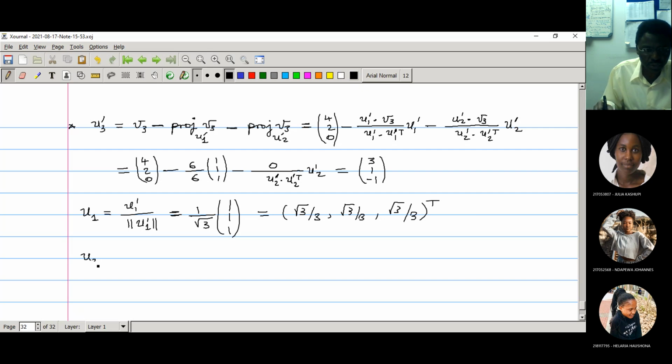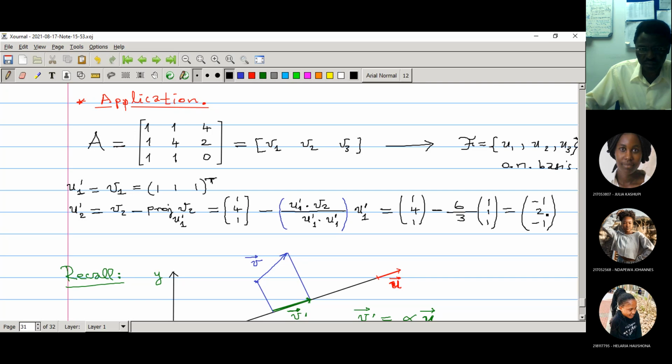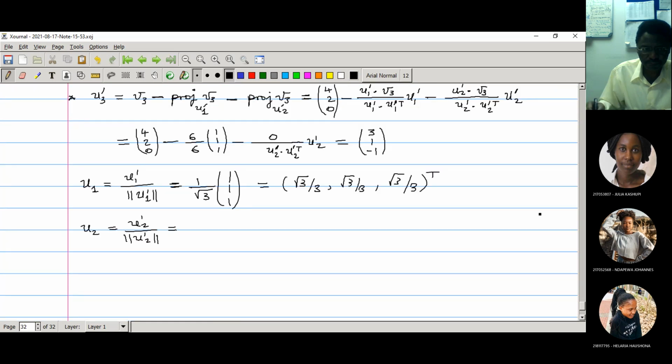Okay, and the next one, U2 is U2 prime divided by its norm. So what is U2 prime? U2 prime is negative 1. We saw that the norm square is 6, because it will be 1 plus 1, 2 plus 4, 6, so the norm is square root of 6. So this is what that will give us. And finally, the last one, U3 prime divided by its norm.